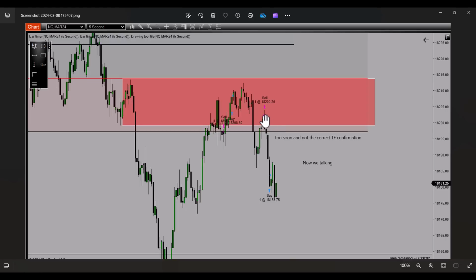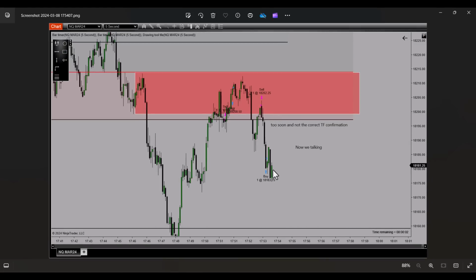This one is, I believe, more than 1-to-1. My stop loss was here, so I believe it is 1-to-2. And price went way below here, right? I believe it created a new low. So this is the first example. Let's move on to another example.